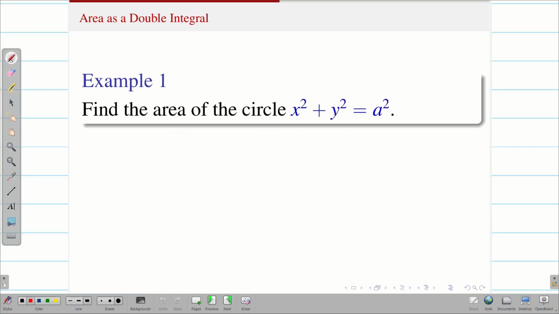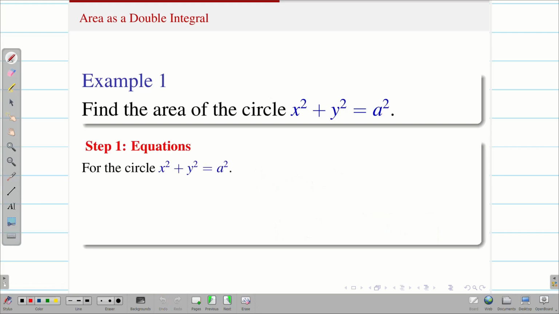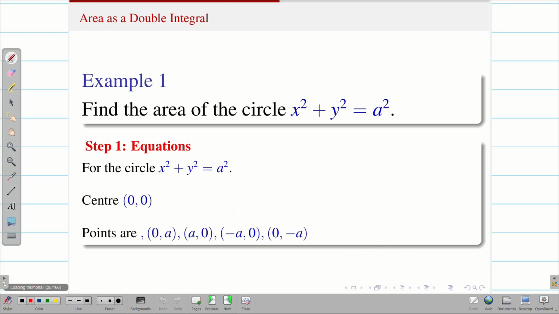Let us go into the problem. Find the area of the circle. This circle is very easy for us. By seeing the circle, I can say the center is 0, 0 and the radius is a. So my step 1 is writing the equation and the information needed to find the area. The circle is x square plus y square equal to a square, center 0, 0. If you take the axes, the points are a, 0; 0, a; minus a, 0; and 0, minus a. I'm just writing the points.